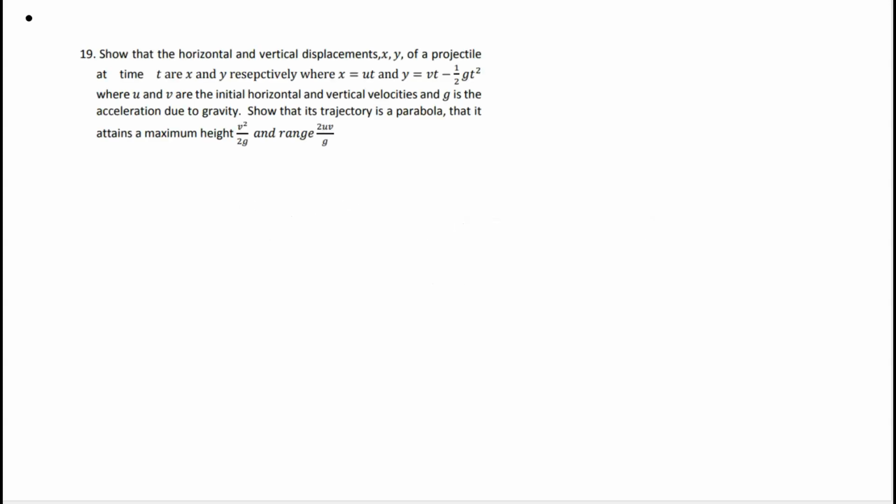I'm just going to go over question 19 for assignment 1, MG5004. Now we have that y equals vt minus a half gt squared, and we're also told x equals ut. What would be really good is if we could rearrange x equals ut to find t and put it into there. So t equals x over u.